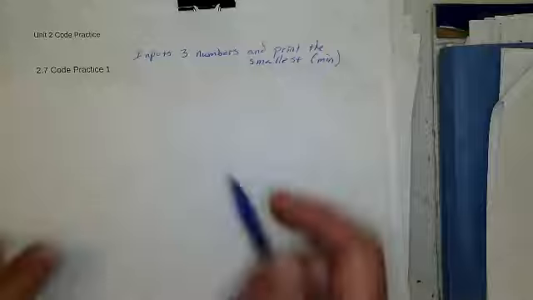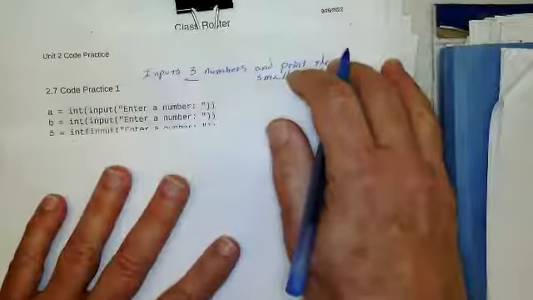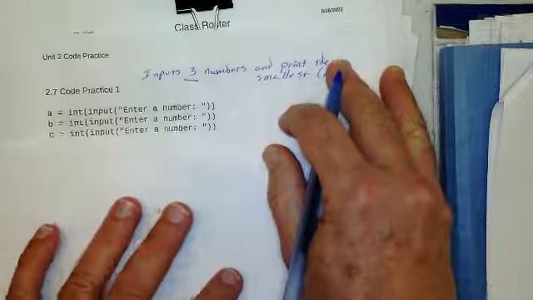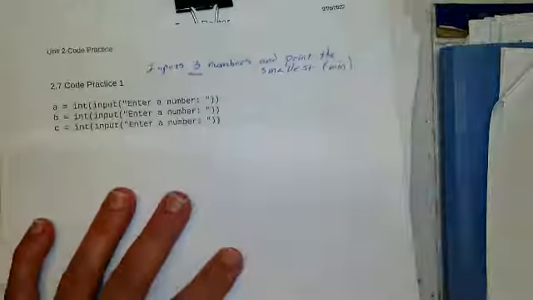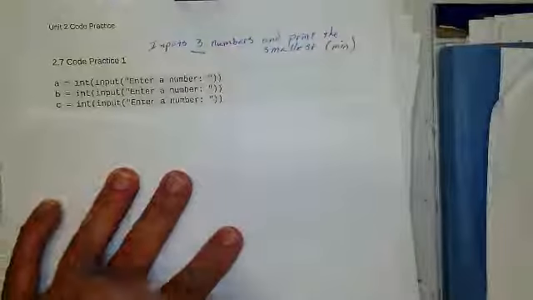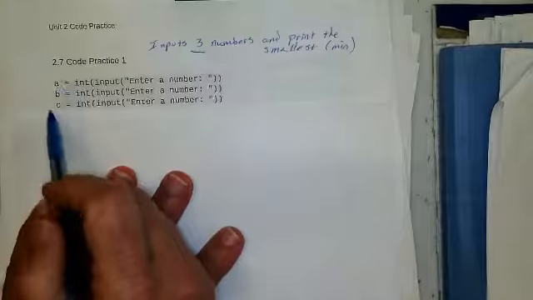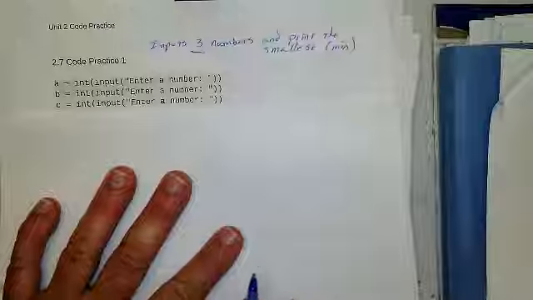Okay, so knowing that, the first thing again, we need to input 3 numbers. So we need 3 input statements. And of course, me being the wise old sage that I am, I use A, B, and C. You can use X, Y, and Z. You can use whatever variables you want to. You could do number 1, number 2, number 3, however you want to do that.